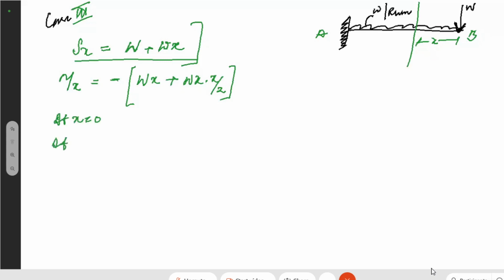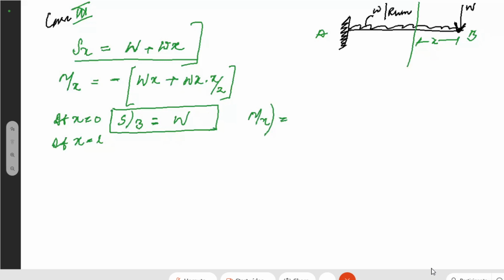When x is equal to 0, that means at point B, your shear force at point B will be equal to what? When x is equal to 0, it will be equal to W. Shear force is not 0 now, keep in mind here. Shear force is not 0. When you have the point load at the extreme end, then you have seen that it will have a shear force of W. And it will have a moment of Mx. Now putting the value of x equal to 0, it will have 0 moment at point B.